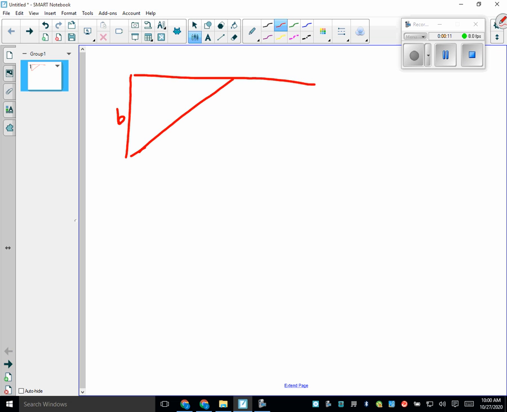This is 6. This is x. This is 8 minus x. What is this piece? That's y. Y, but what is it? Radical x squared plus 36.